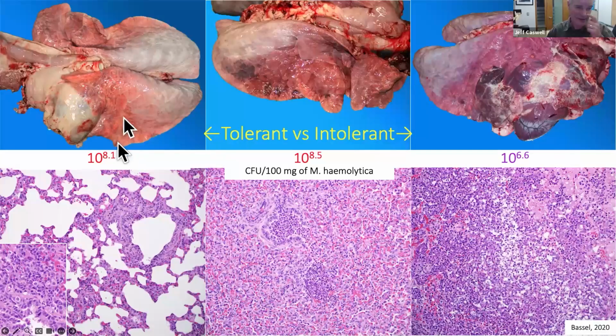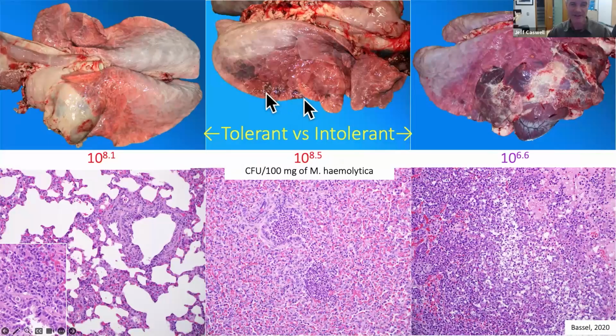So this little calf here had 10 to the 8, or about 100 million bacteria within the lung tissue within 0.1 gram of lung tissue. And yet you can see this lung appears healthy. And even when we look at it microscopically, there's a little bit of inflammation here, but I really had to look around to see that. Most of this lung appears healthy, although this calf has 100 million bacteria per 0.1 grams of lung tissue.